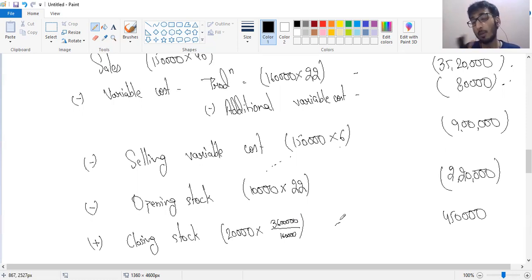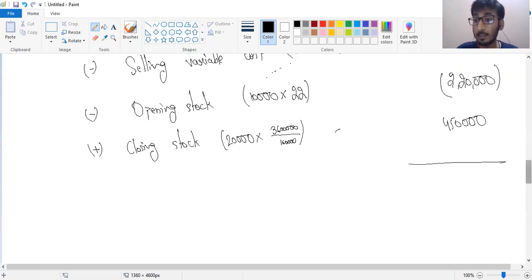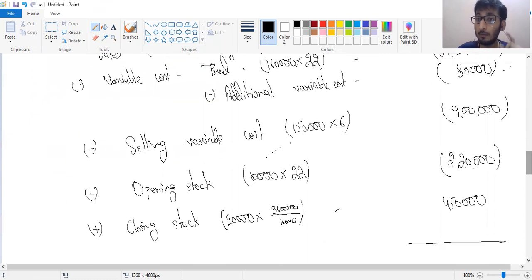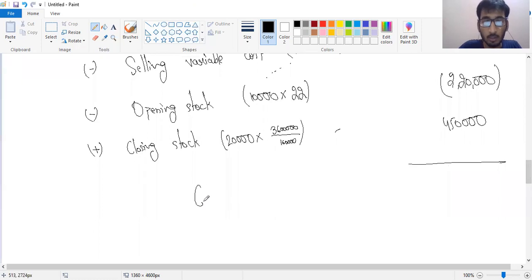Opening stock at the beginning, since it was not sold last year, that's why it was in my stock. So that's why for both the costs, we have not taken the selling cost. Okay. And since it is marginal costing, we are not considering fixed cost. Okay. So let's calculate contribution.